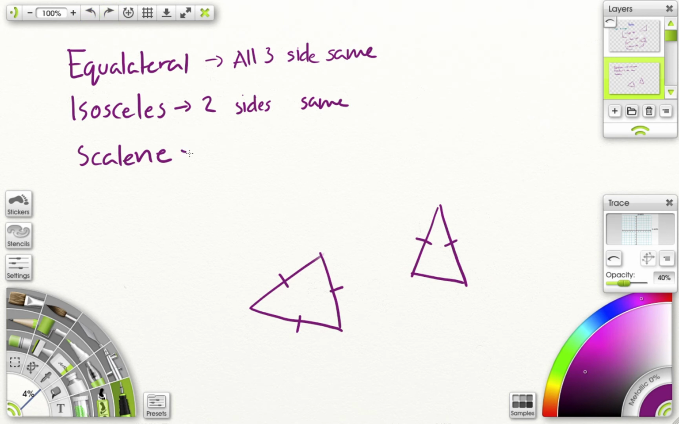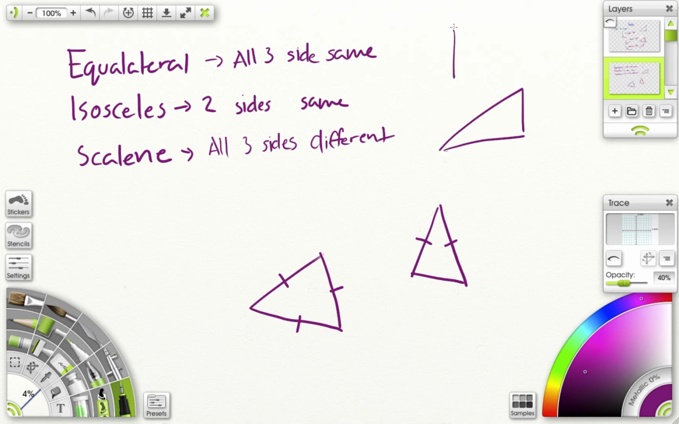A scalene triangle is all three sides are different. If all three sides are different lengths, it would look something kind of like that, or like that. How you can tell with a scalene triangle is, for one, visually you can usually see if all three sides are different lengths. The other way is with those ticks, you'll sometimes see one side will have one tick, another side will have two, and another side will have three. Those ticks just show you all three sides are different lengths.